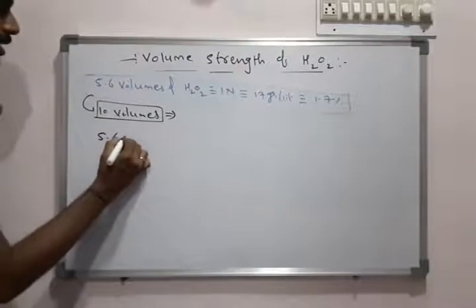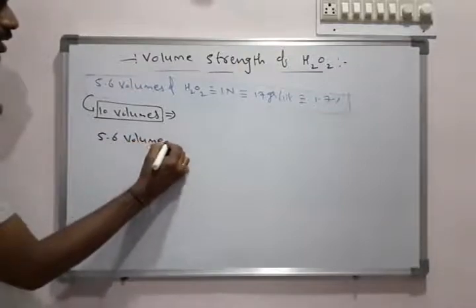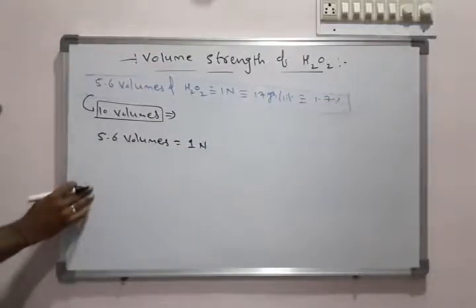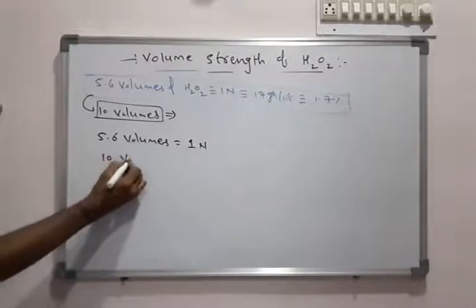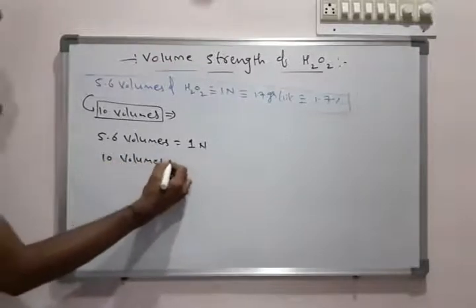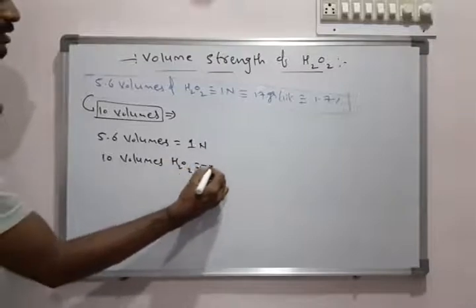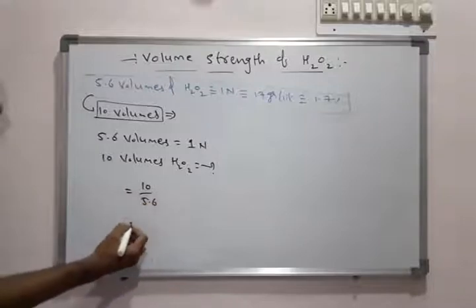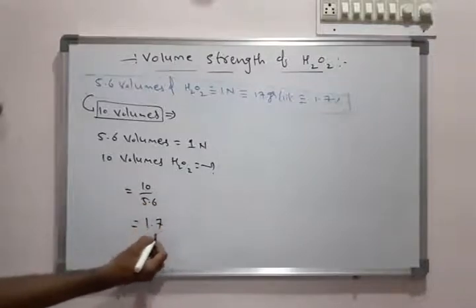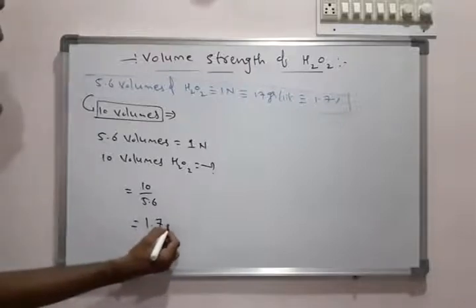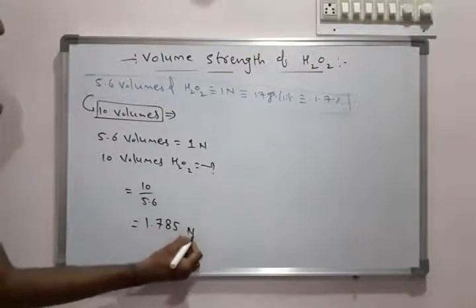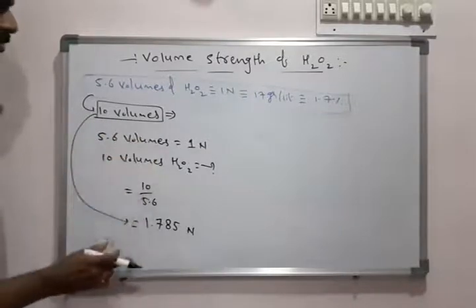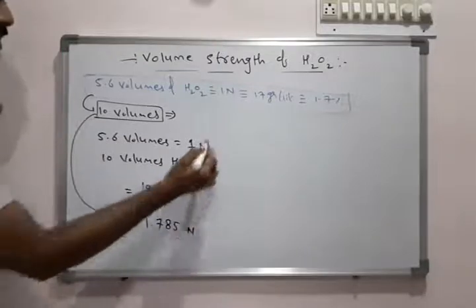So we know that 5.6 volumes equals 1 normality. Then what about 10 volumes of hydrogen peroxide, how much normality is it? That is approximately 1.785. Means 10 volumes of hydrogen peroxide is equal to 1.785 normality.